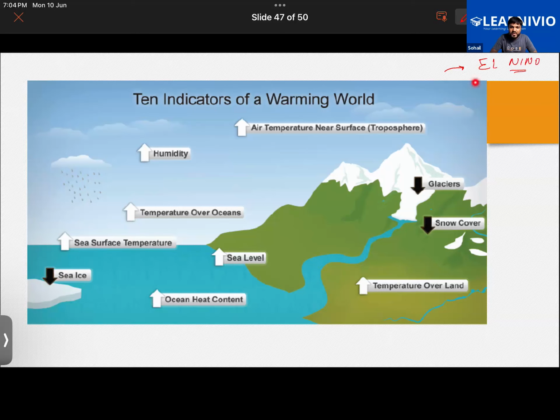Okay, now how many of you have heard of this El Nino effect? Not many have heard of it. You would be studying about it in geography probably, in class 11th standard.